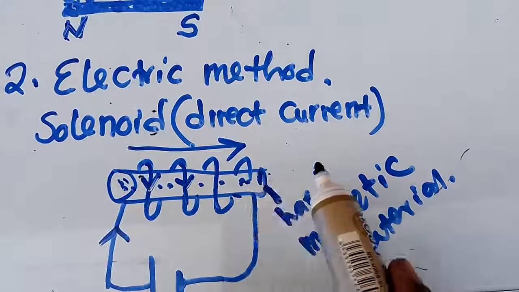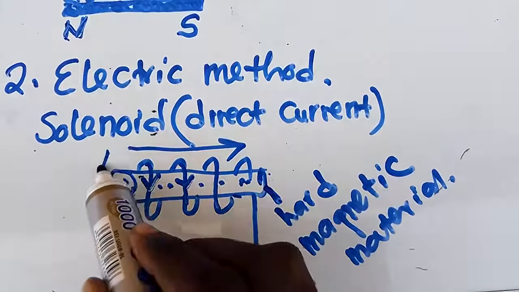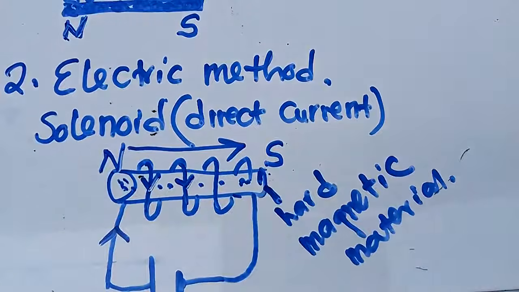If they are moving in that direction, where they start from is called the North Pole, and where they enter is called the South Pole. You can even tell how magnetic field lines move. They move from the North Pole to the South Pole. This is how you need to understand it, so make sure you understand this part very well.